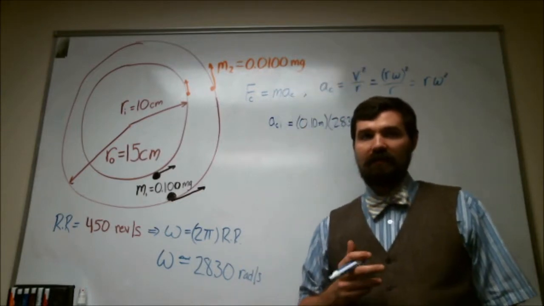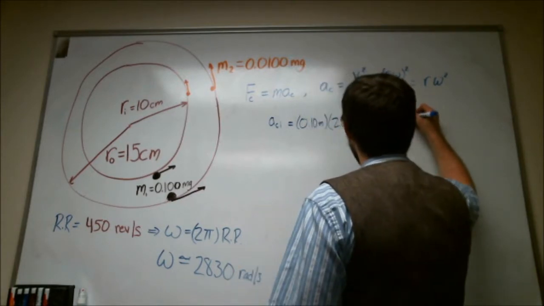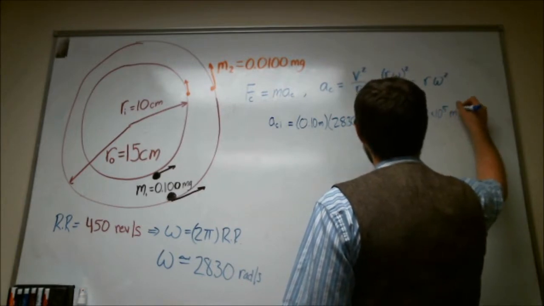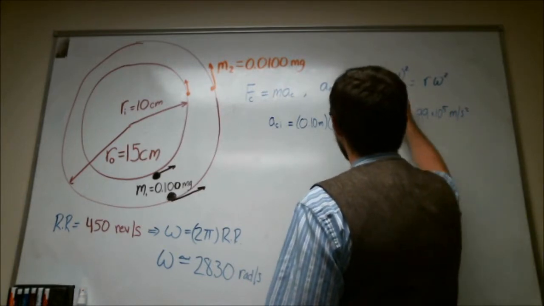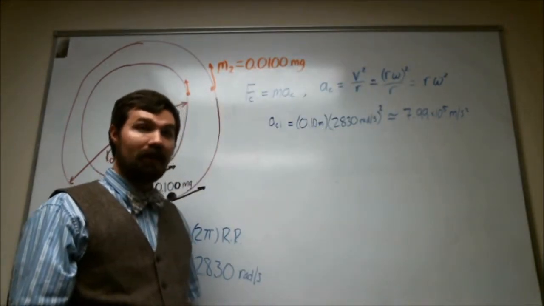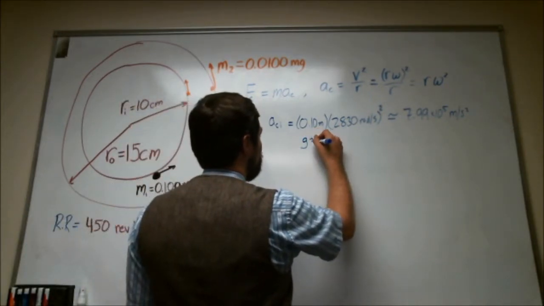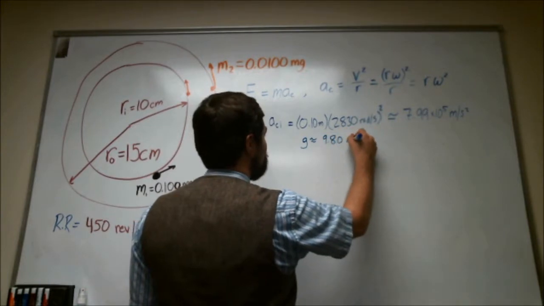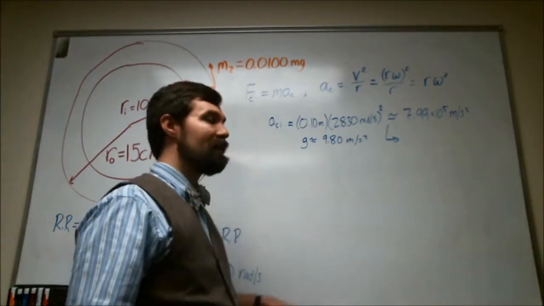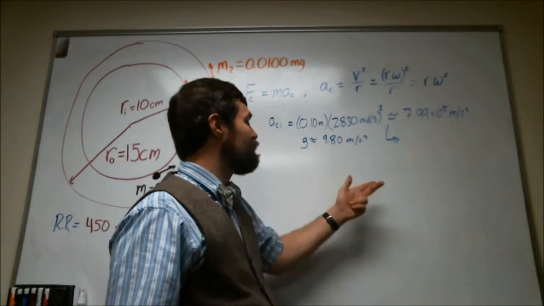So that's actually approximately 7.99 times 10 to the 5th meters per second squared. Sorry, the rotational speed should be squared. So how many times g is that? Well, g is approximately 9.8 meters per second squared. So we should divide this acceleration that we obtained by 9.8 meters per second squared.